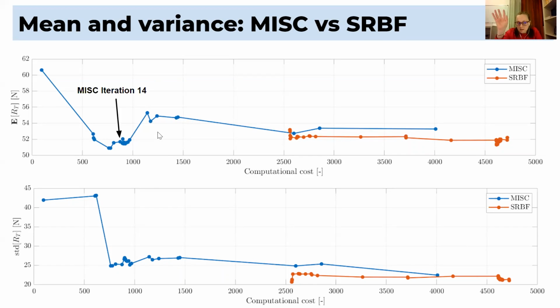And this happens around, I mean, here in this region, we are about the iteration 14. So just keep in mind this number 14. We need it in the next step.